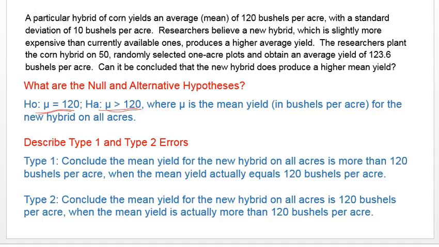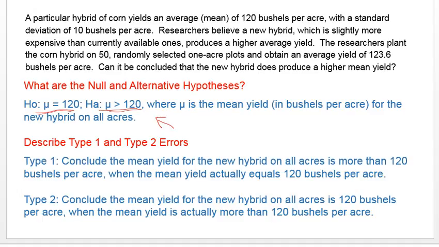So once you identify the null and alternative, then we just have to describe the type 1 and type 2 errors. So the type 1 error, and again, remember they have two parts, what you conclude and what's really true. A type 1 error, you conclude HA is true when H naught is really true. So you would conclude that the mean yield, so I'm looking at these hypotheses up there, the mean yield for the new hybrid on all acres, because it's a population, it's an inference, is more than 120 bushels per acre, HA is true, when actually the mean yield equals 120 bushels per acre.